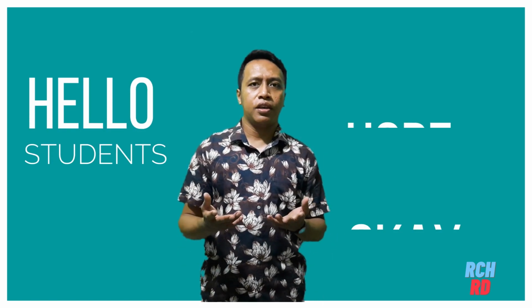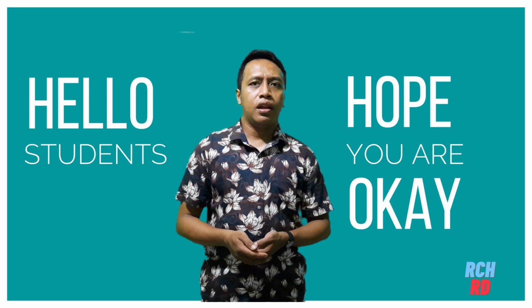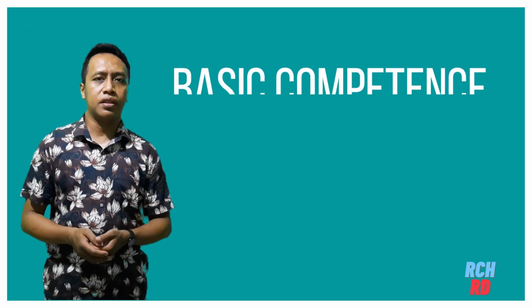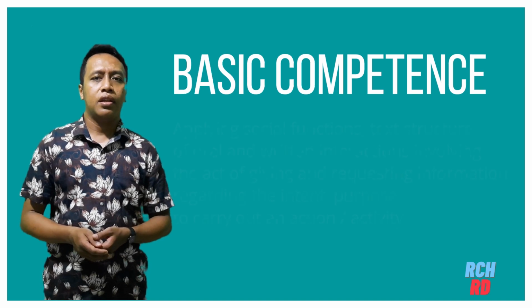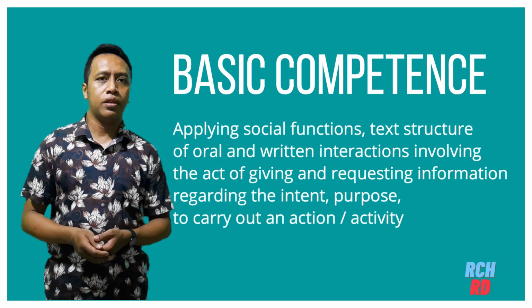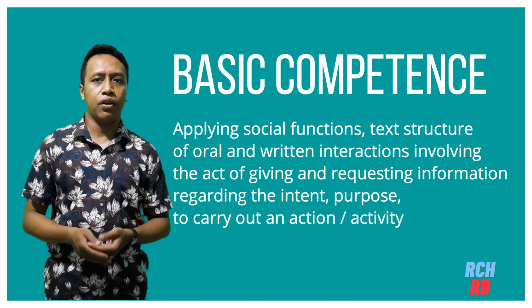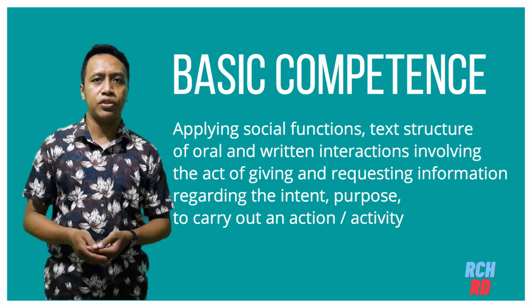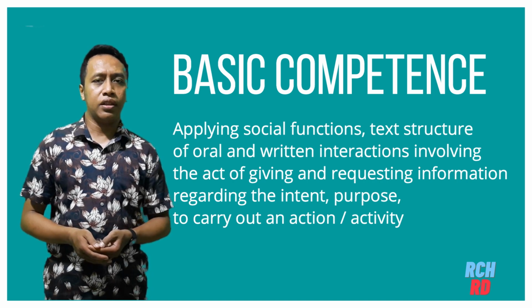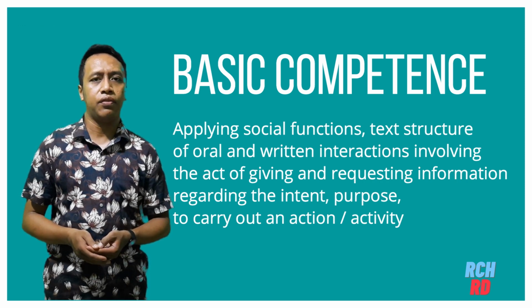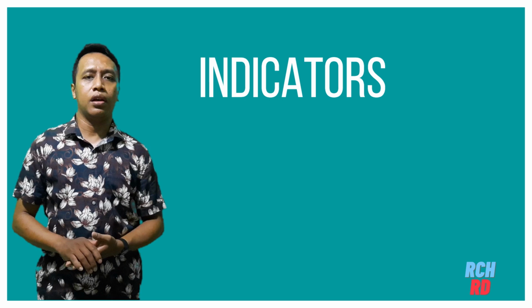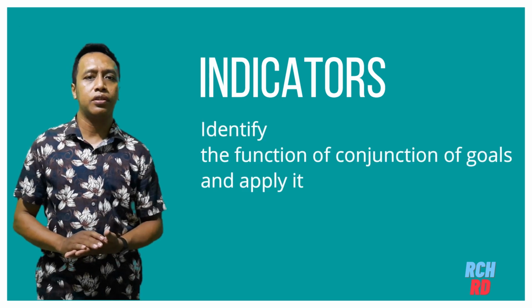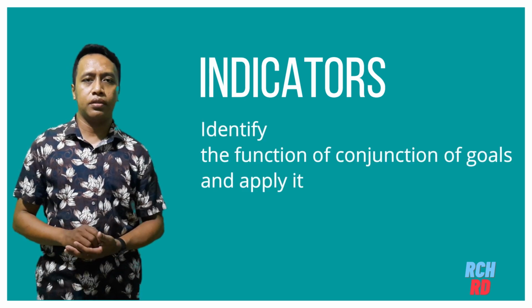Hope you are okay. Before we start the material, let's look at the basic competence. The basic competence is applying social functions, text structure of oral and written interactions involving the act of giving and requesting information regarding the intent, purpose to carry out an action or an activity. Indicators in this material are identify the function of conjunction of goals and apply it.